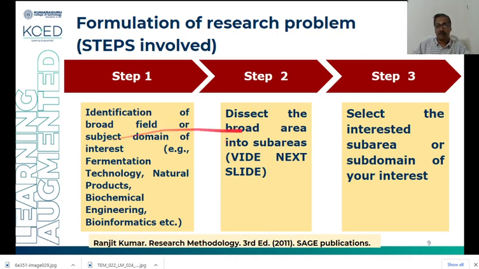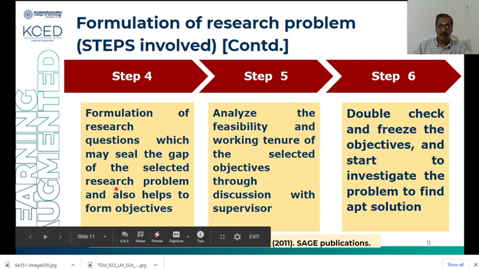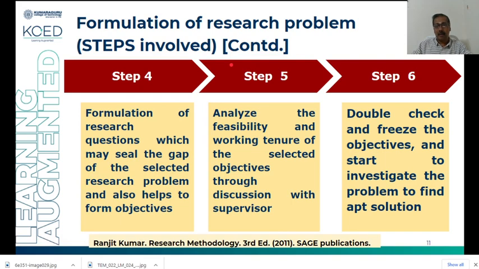You select the broad area. You dissect the broad area. In the next slide, I have given an example. Right? You dissect, you crisscross into small sub areas. Third step, in the sub area, you find the subdomain. After finding the subdomain in the selected sub area, you formulate the research questions, right, which may seal the gap. And research questions will help you to form the research objectives. After formulating the research objectives from the research questions, you can analyze the feasibility and working tenure.